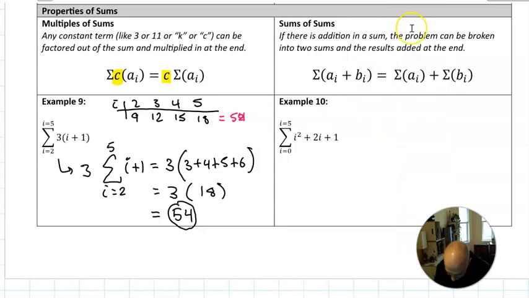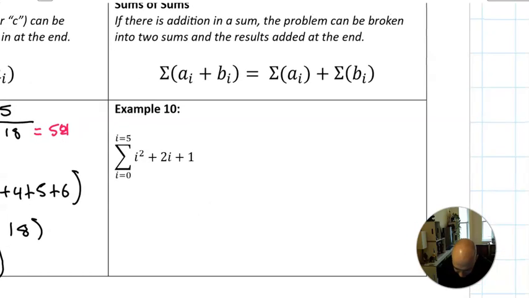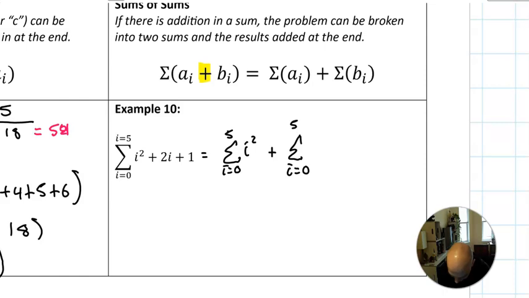Another thing you can do with summation notation is if you have a sum of a sum, like you're adding up something that's also adding inside, you can split that into 2 or 3 or more separate sums. So what that might look like is, say you're adding up this quadratic expression, I squared plus 2I plus 1. You could think about this as the sum from I equals 0 to 5 of I squared plus the sum from I equals 0 to 5 of 2I plus the sum from I equals 0 to 5 of 1. Now, why would you do this?